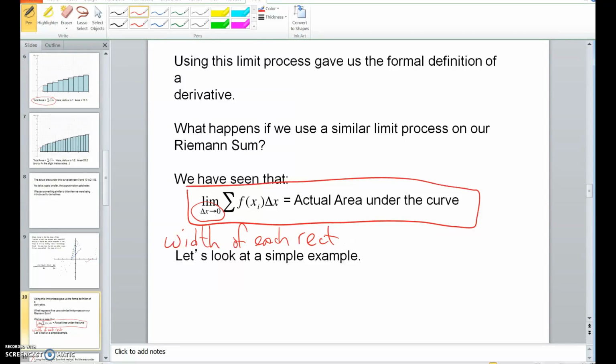So as the width of each rectangle goes to 0, there's the width. What will the area under the curve be? There is a math operator that stands for this process.